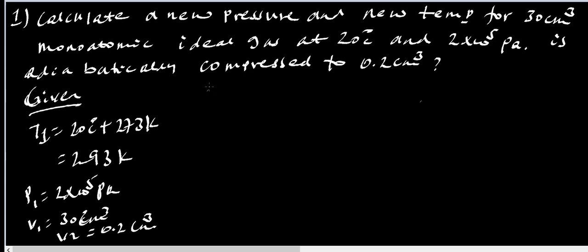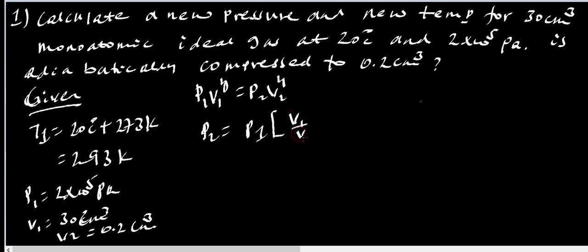This is the adiabatic relation: P1 V1 to the power of gamma equals P2 V2 to the power of gamma. Therefore, P2 equals P1 times (V1 over V2) to the power of gamma. That's the formula, where gamma equals 5 over 3 for monatomic, which is 1.67.